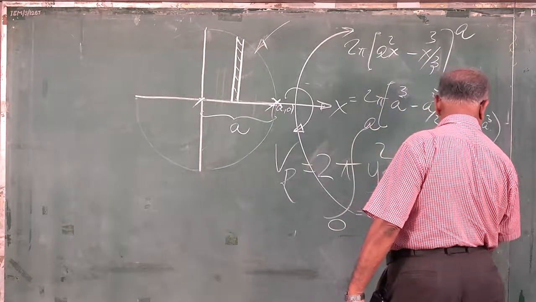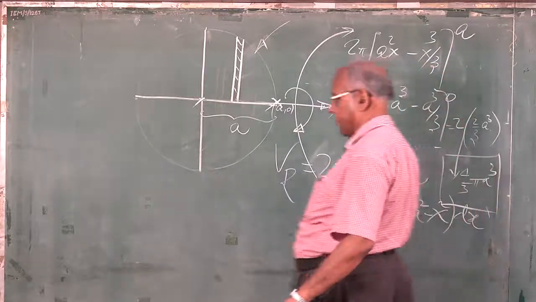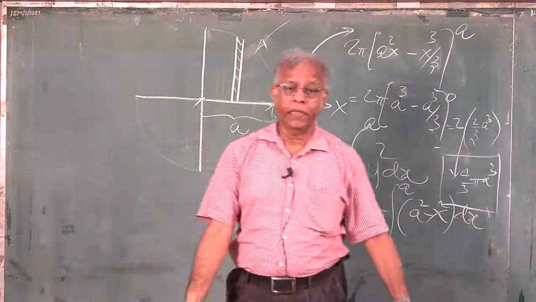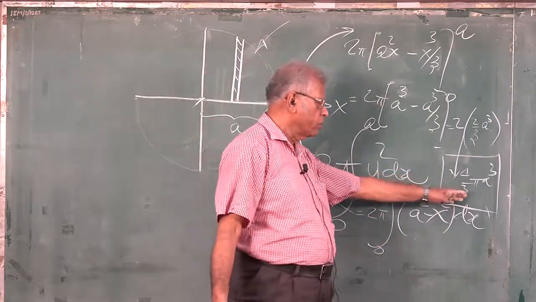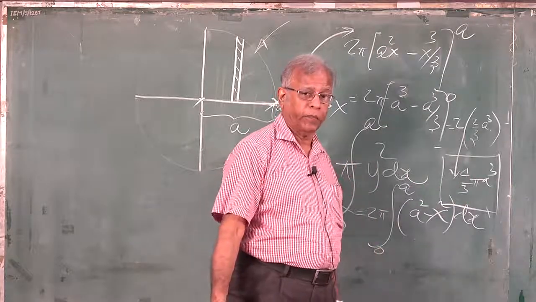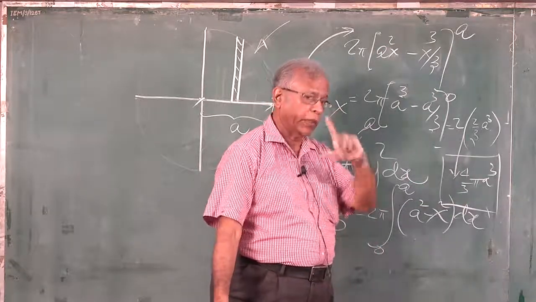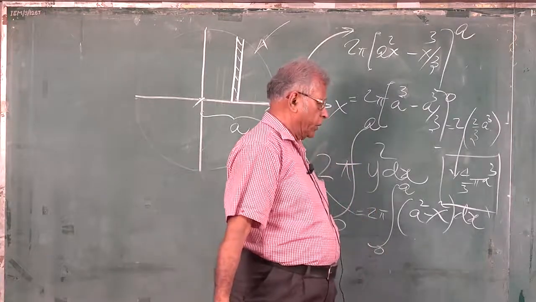pi a cubed. This is what I was talking about. This is cube, not square. Yes, indeed, we've again proved that we can go home and carry with us the result that the volume of a sphere is 4 by 3 pi a cube. 4 by 3 times pi times the cube of the radius.